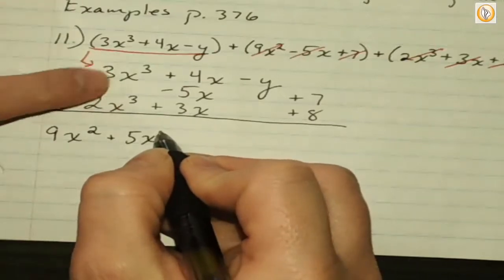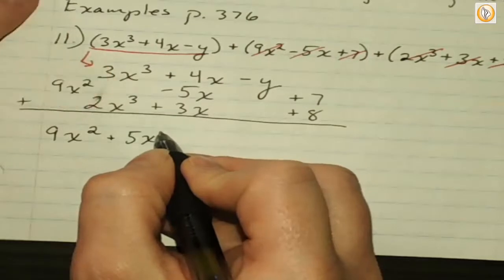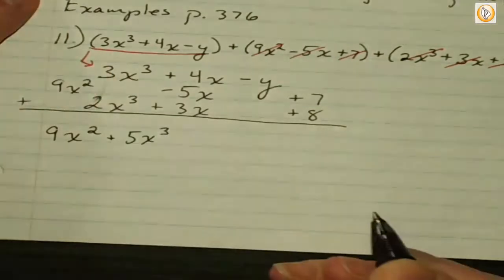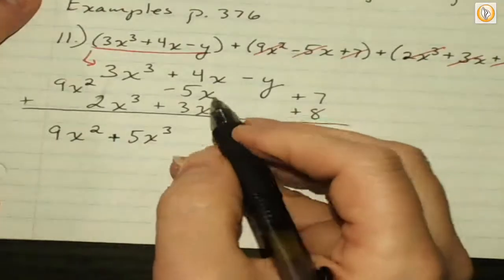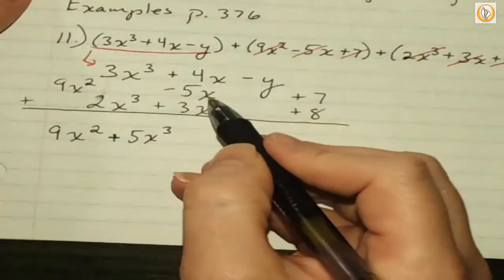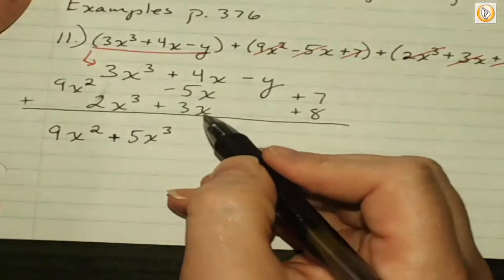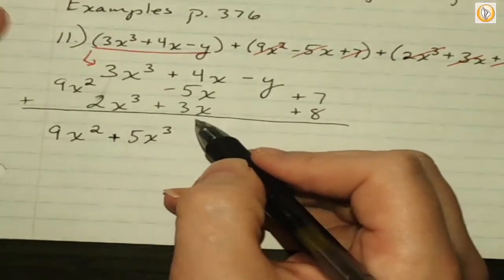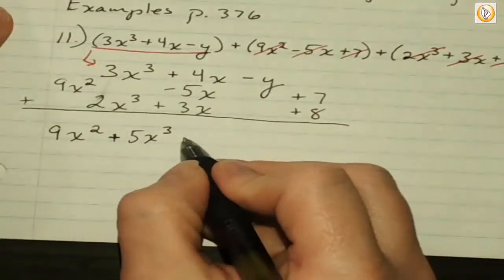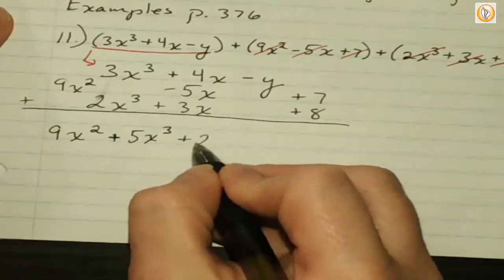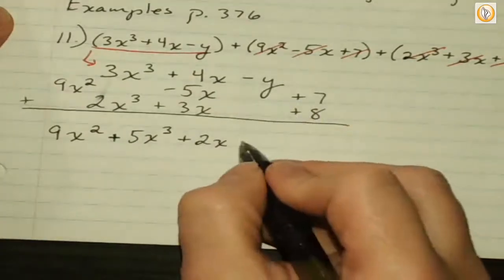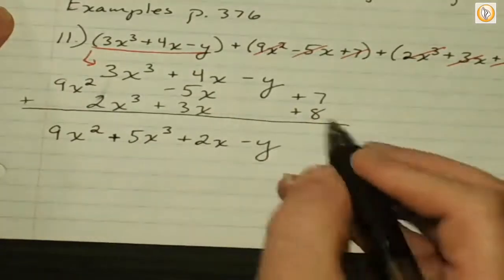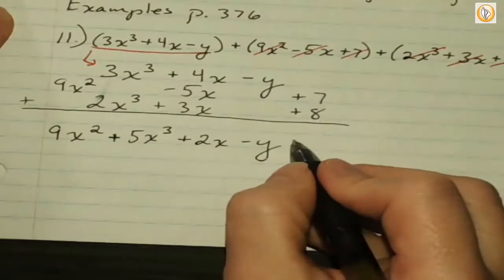Nope, when you're adding and subtracting, they stay the same. So it's just cubed. And then, Michaela, what is 4x minus 5x plus 3x? That's right, positive 2x. And then this negative y can't be combined with anything, so I'll just bring that down. And then the 7 and the 8 is what, guys?